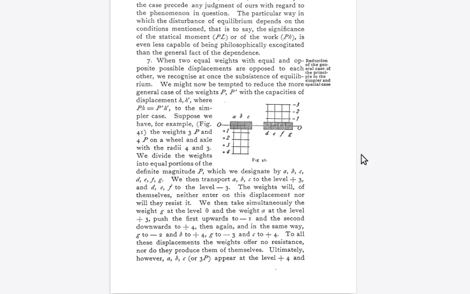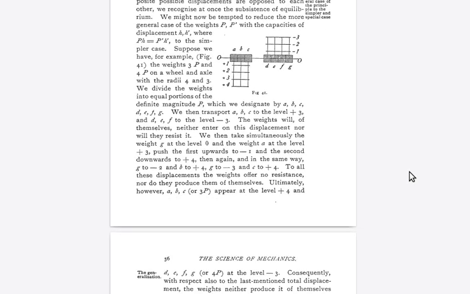We then transport A, B, C to the level +3 and D, E, F, G to the level -3. The weights will, of themselves, neither enter on this displacement, nor will they resist it. We then take simultaneously the weight G at the level 0 and the weight A at the level +3, push the first upwards to -1 and the second downwards to +4. Then again, and in the same way, F to -2 and B to +4, E to -3, and C to +4. On all these displacements, the weights offer no resistance, nor do they produce them of themselves.